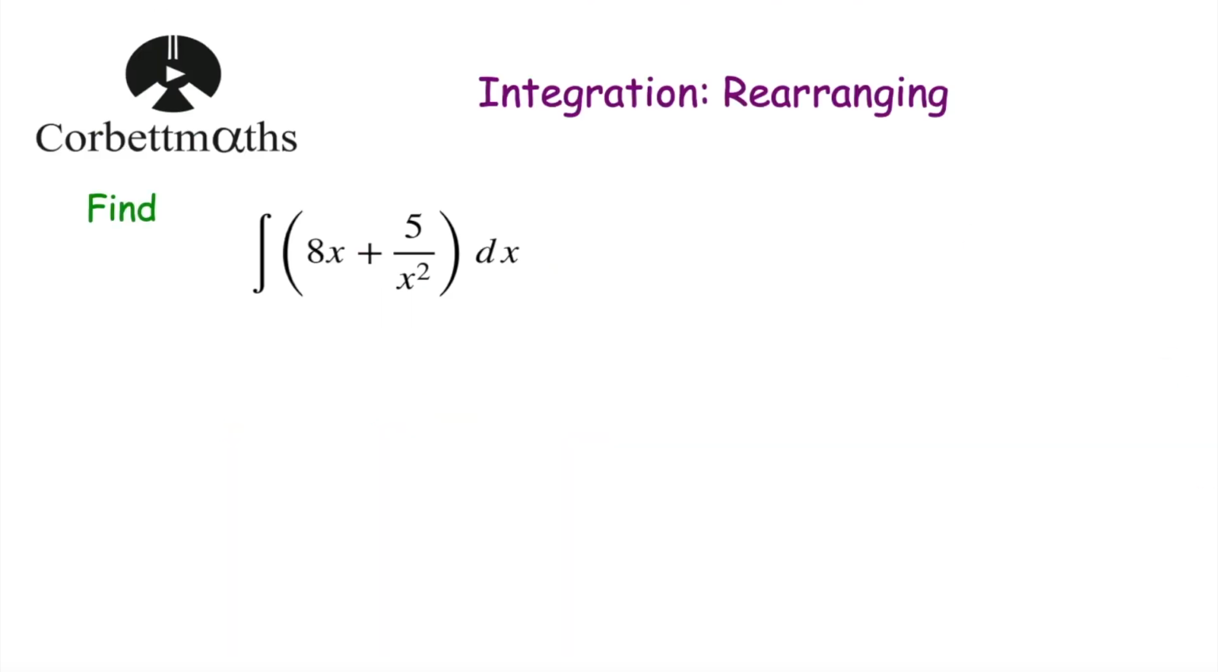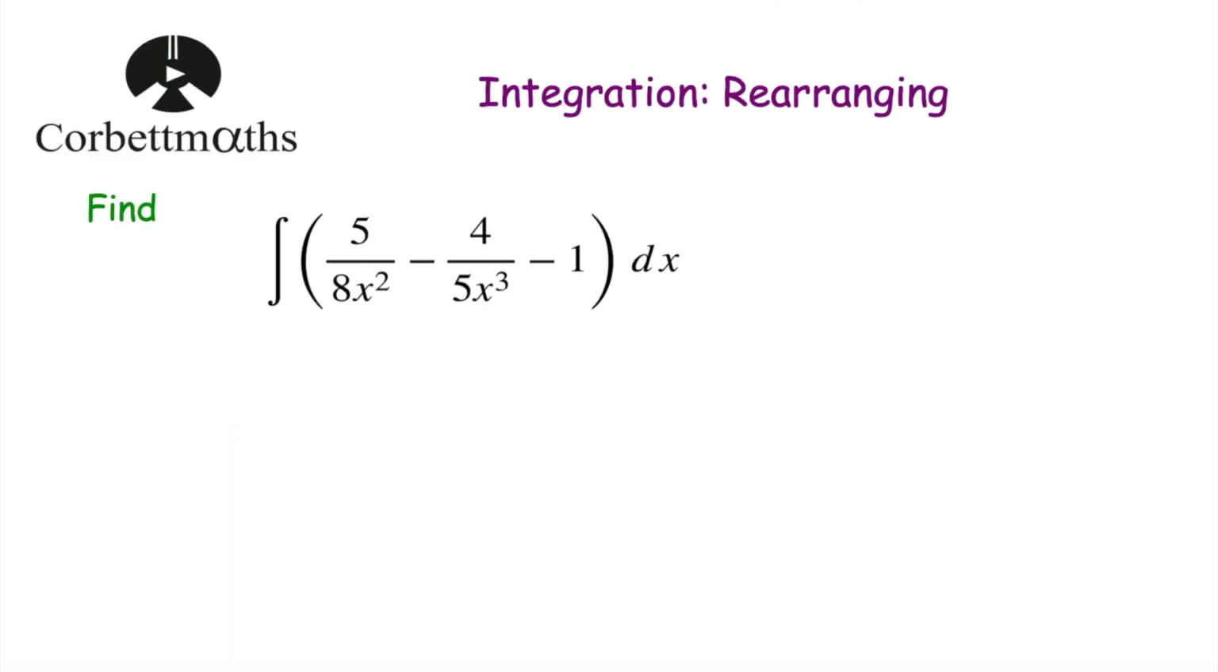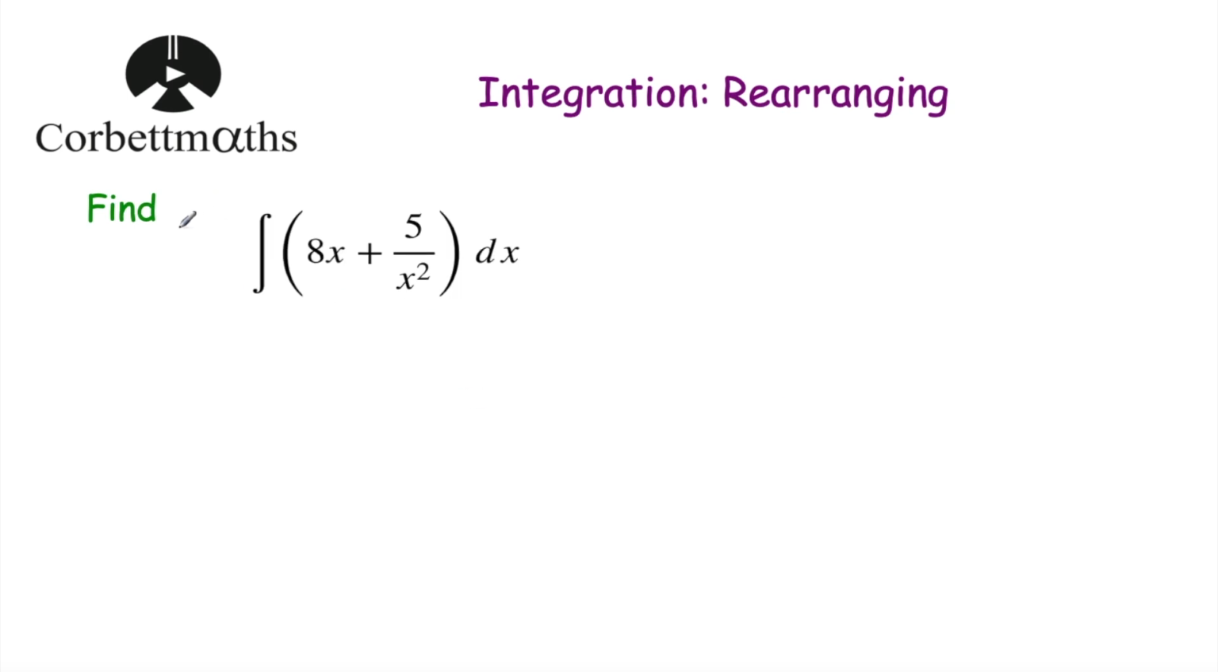So our next 3 questions are more like exam style questions where you're going to have several terms that you need to integrate. So this time we've been asked to integrate 8x plus 5 over x squared with respect to x. So we're going to integrate each term separately, and obviously remember the plus c on the end.